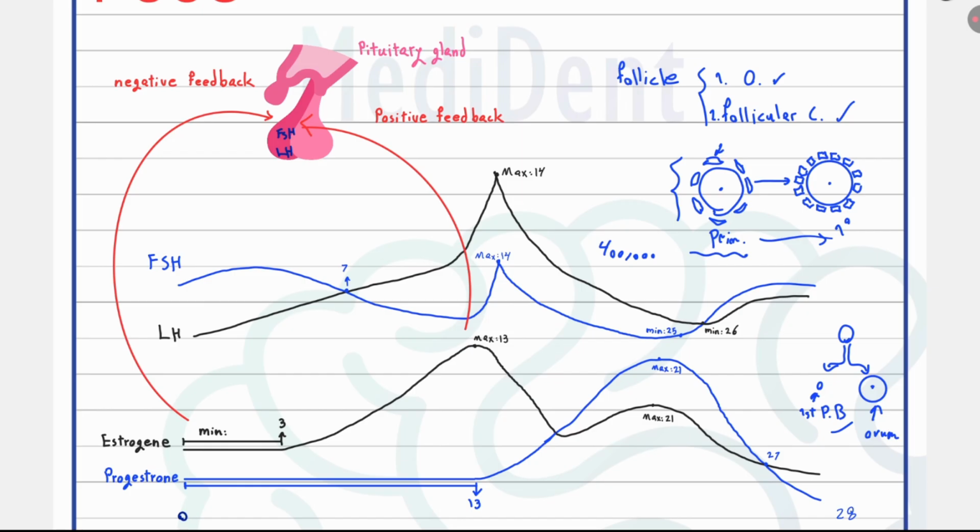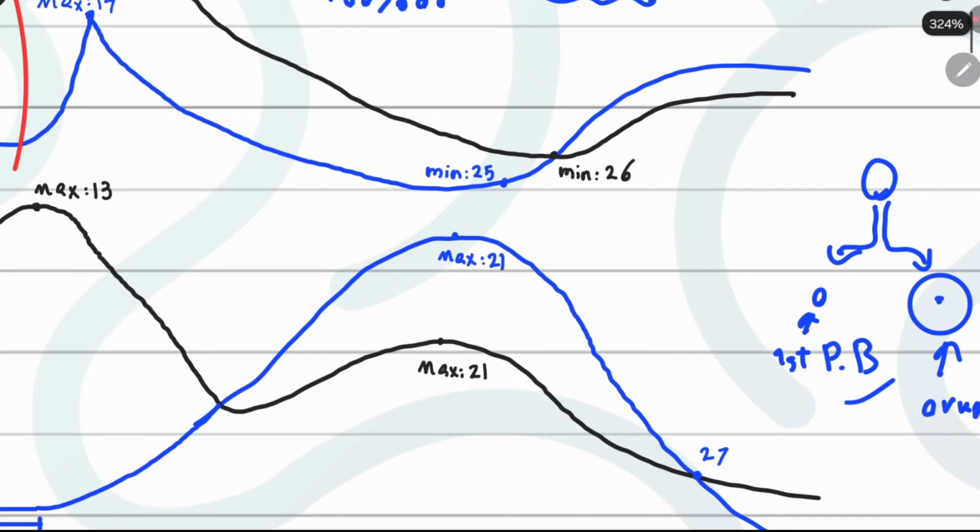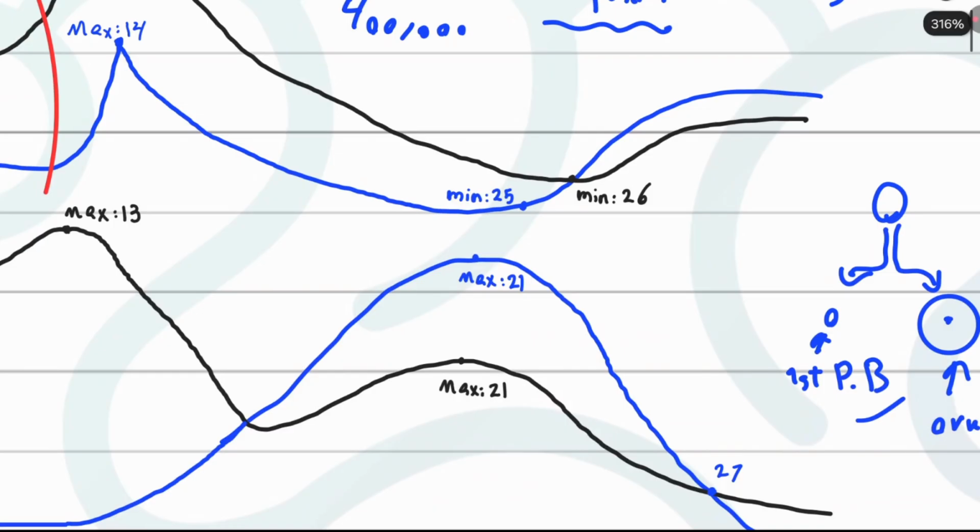The corpus luteum in the second half of the cycle starts to secrete two main hormones. The first one is estrogen and the second one is progesterone. The progesterone, as you can see here, its concentration is getting high, and also here. And we can also see the maximum concentration of progesterone, and also estrogen here, at day 21.